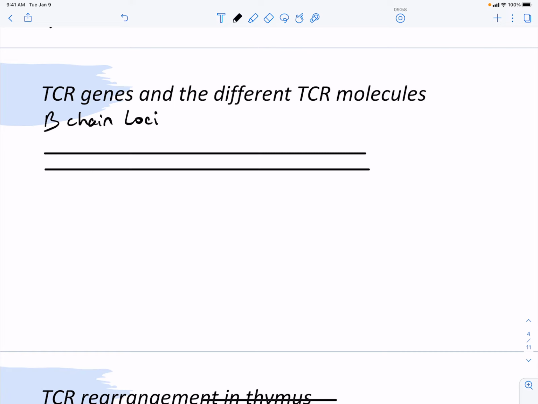You have, again, a leader sequence, and this leader sequence is what helps to get the messenger RNA properly processed into a protein. So it takes the messenger RNA from the nucleus and gets it into the endoplasmic reticulum, etc. You have variable regions. So this is going to be variable beta 1. And then you can have up to 50 beta variable regions. So variable beta 50. And then you're going to have diversity genes.